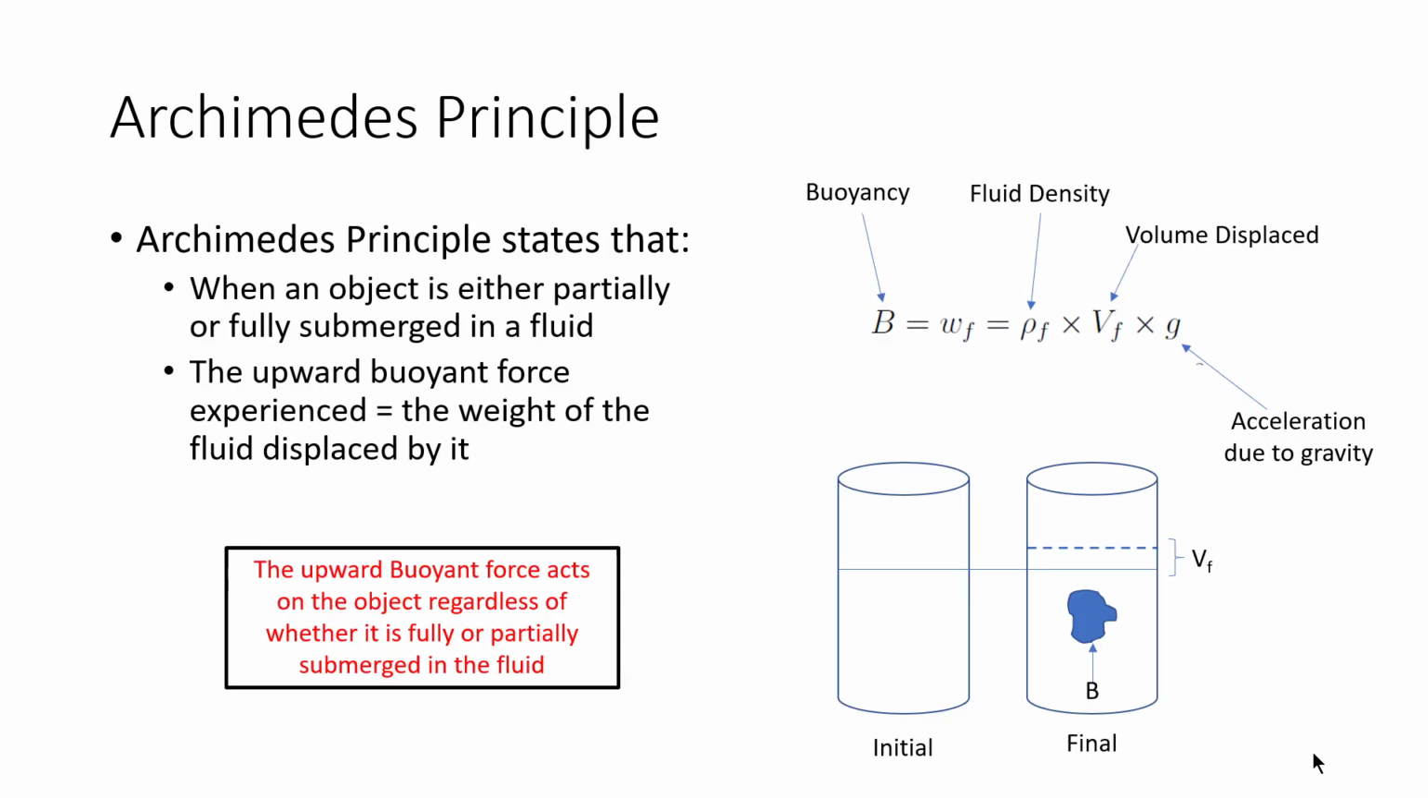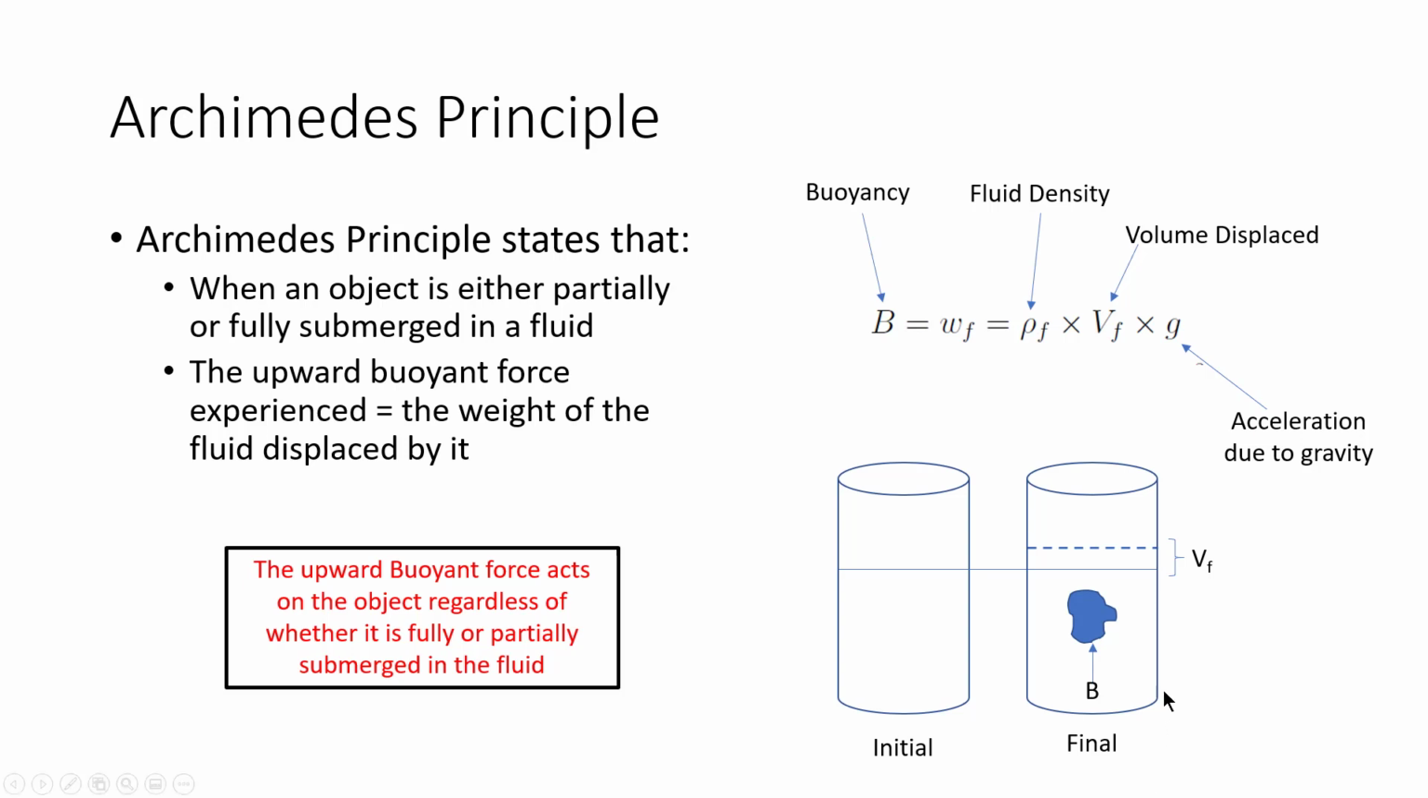The Archimedes discovery led to the Archimedes Principle, which states that when an object is either partially or fully submerged in a fluid, it experiences an upward buoyant force, and this upward buoyant force is equal to the weight of the fluid that's displaced by it.